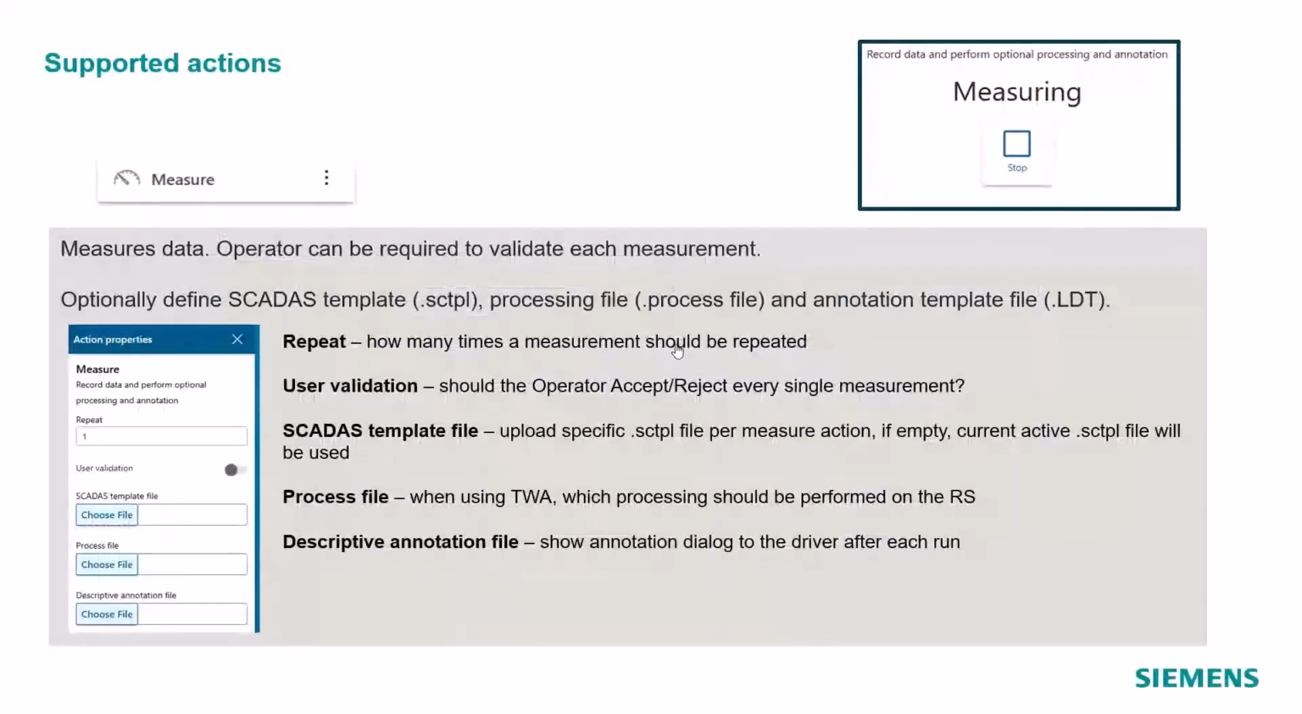Within things like the measure task, we allow the user to repeat how many times a measurement should be repeated if it's going to be more than one measurement. We allow the user to accept or reject a measurement. So potentially if they perform the measurement and they realize they weren't at the correct speed, or maybe the machine wasn't at the correct temperature or some other parameter was not satisfied, the user can reject that measurement and perform it again. Again, then also choosing what template file to associate with the measurement, the process file, and the annotation file.